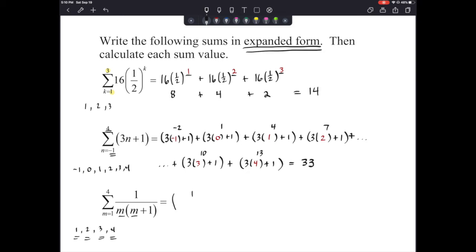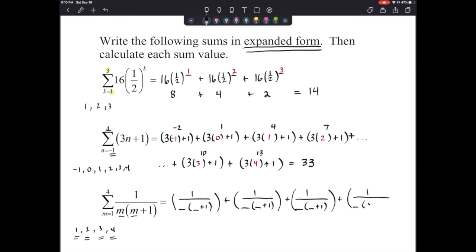So let's see here. We've got 1 over something times something plus 1, plus 1 over something times something plus 1. I think I'm adding all kinds of weird things in there now. So let's just take it and plug it in here. So the first one we'd say 1 over 1 times the quantity of 1 plus 1, then 2's, 3's, and 4's.